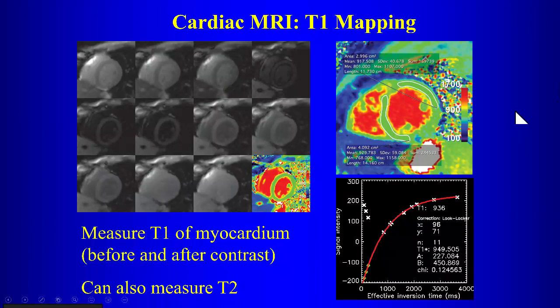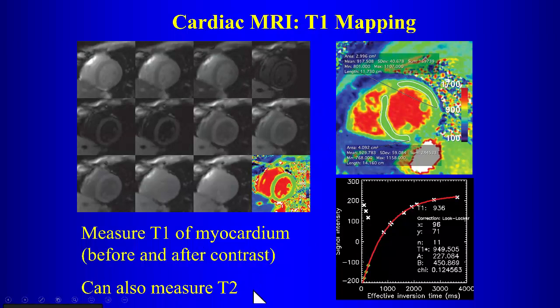So the next thing we need to discuss is T1 mapping. So what is this all about? We talked about in our first lecture what the property of T1 is, right? That recovery of longitudinal magnetization. You can measure that. You can measure the T1 of the myocardium. You can do it anywhere. You can do it for the entire myocardium. You can do it before and after contrast.